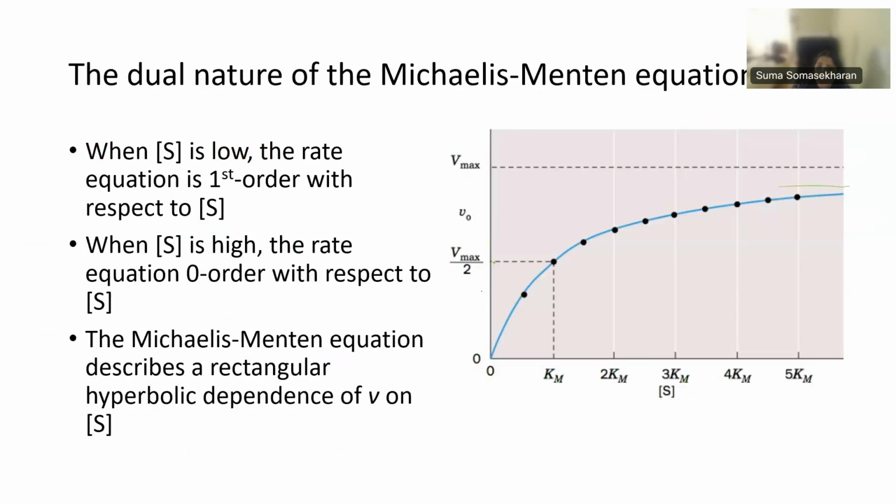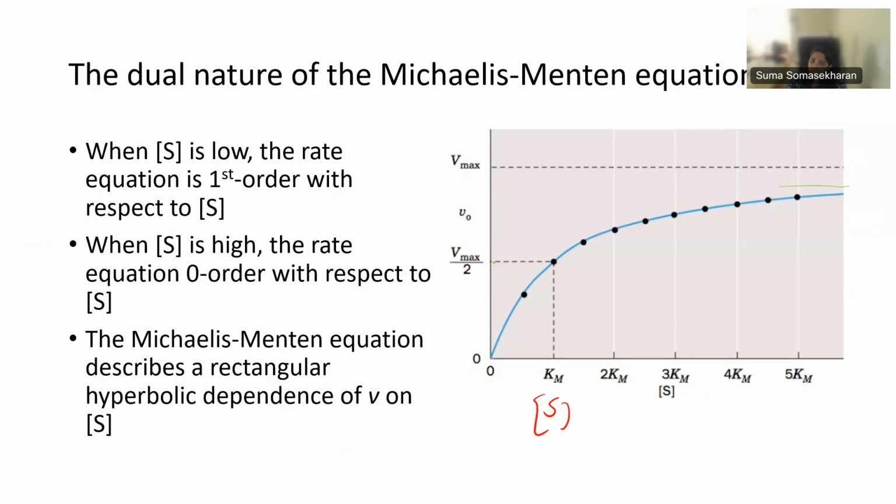So you see, it turns out that if you were to plot the velocity versus substrate concentration, when the velocity is half maximal, the substrate concentration needed to reach that half maximal velocity, right? That substrate concentration is Km. Km is the substrate concentration needed to reach half maximal velocity.